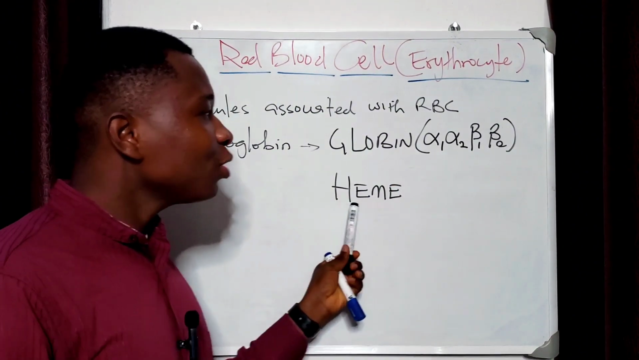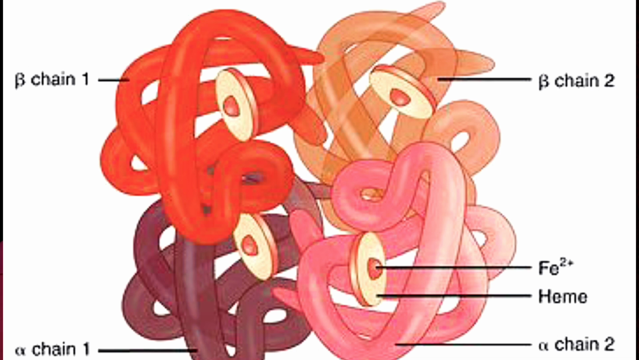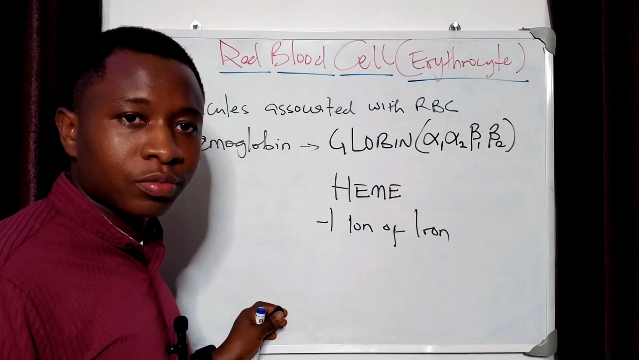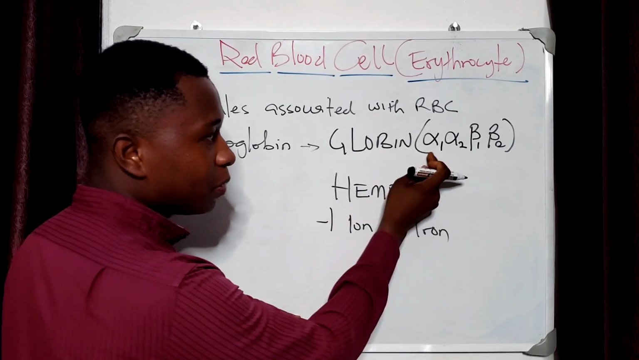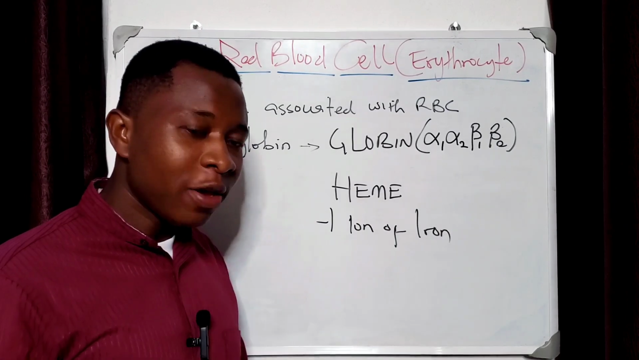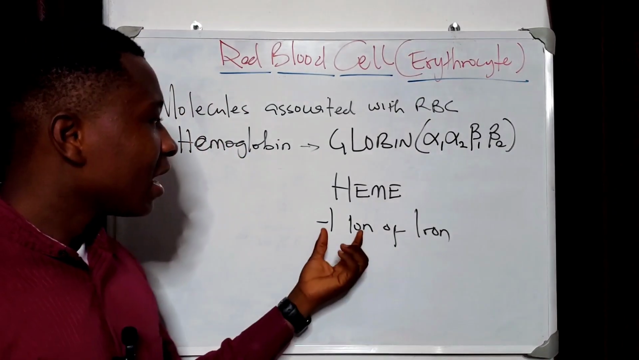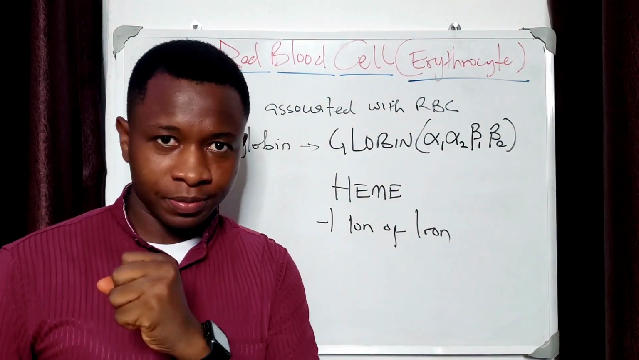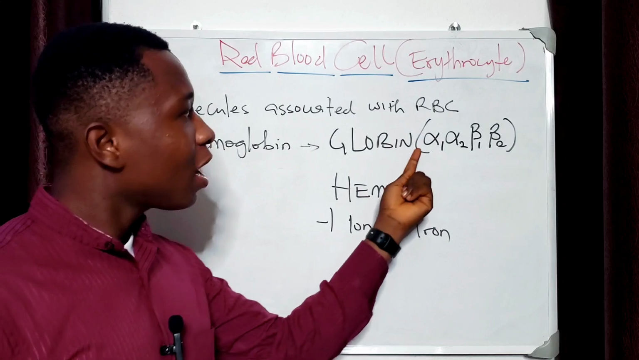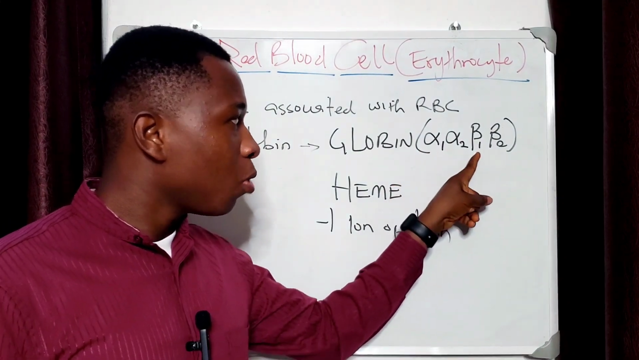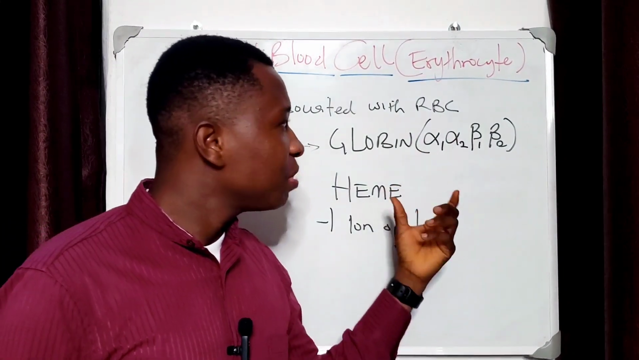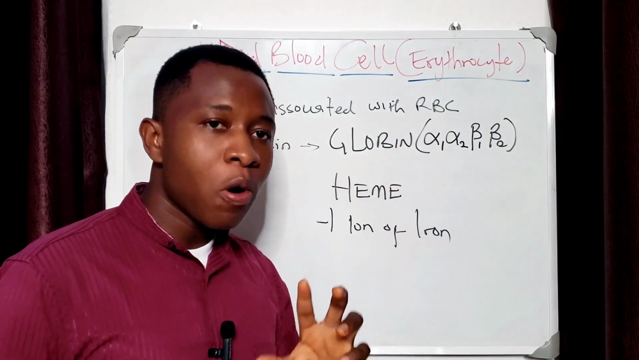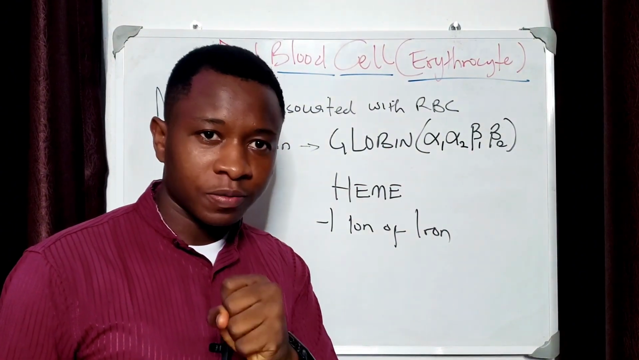Okay, now each of these red pigments, that's the heme, contains 1 ion of iron. So each of these pigments contains 1 ion of iron. That means that one heme can actually bind a molecule of oxygen. So if you have 1 heme here, 1 heme here, 1 heme here, and 1 heme here, that means this globin can bind 4 molecules of oxygen.